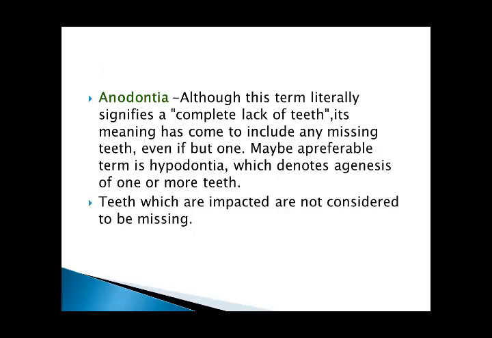Anodontia, although this term literally signifies a complete lack of teeth, in this the teeth are completely absent. Its meaning has come to include any missing teeth, even if but one. Maybe a preferable term is hypodontia, which denotes agenesis of one or more teeth. Teeth which are impacted are not considered to be missing.